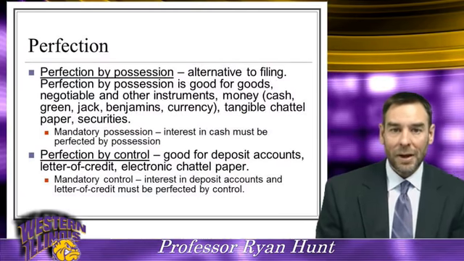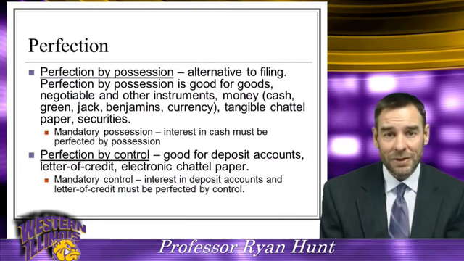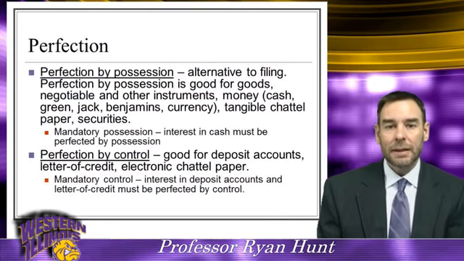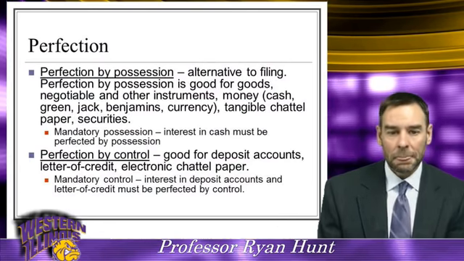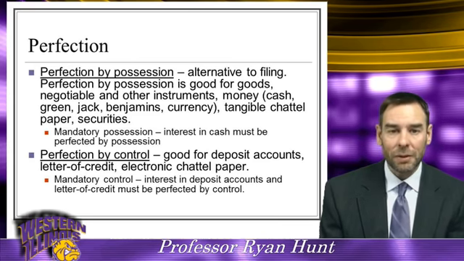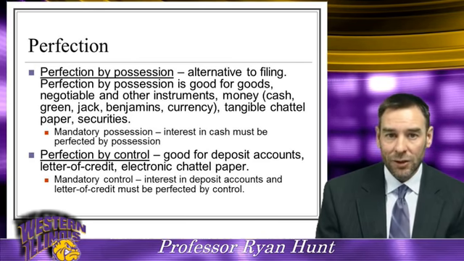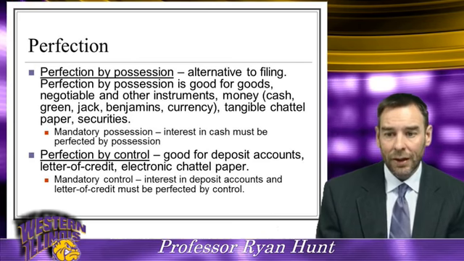Okay, let's talk about perfection by means other than filing. How about possession? Taking physical possession of the property used as collateral. This is an alternative way of perfecting. And again, remember what we're talking about. Perfecting is making your interest good against other creditors. So how can you do that? You can take possession of it, right?